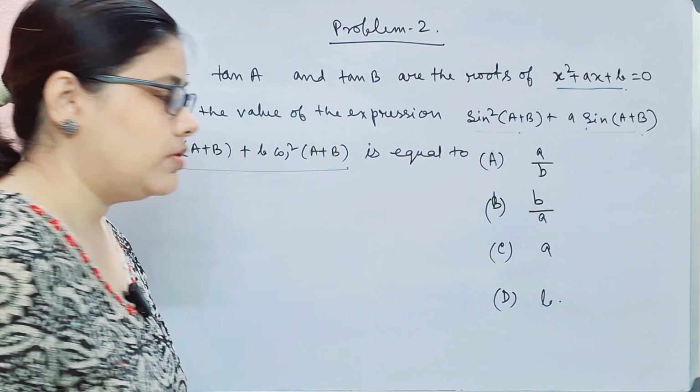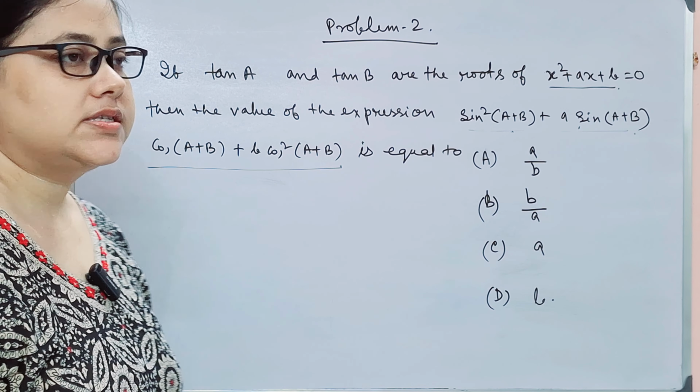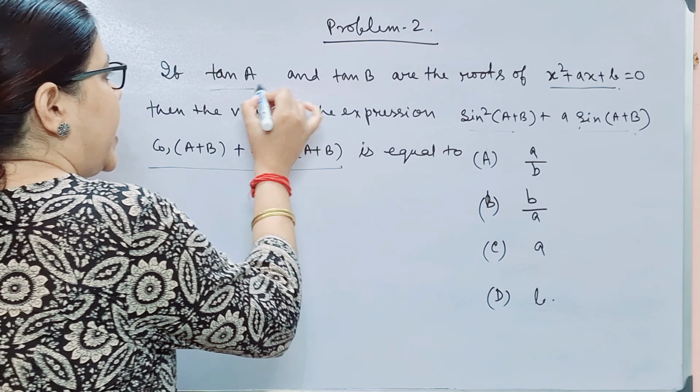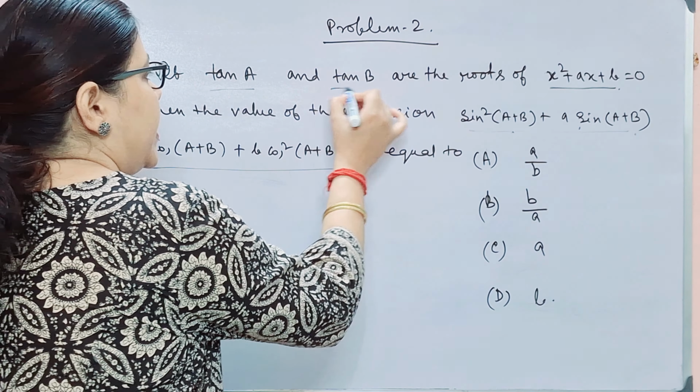So again we will apply the short trick as done in the previous problem. So we will put the value of tan A and tan B. So we will have to put the value A and B, that is the angle A and B. Now the easiest value of tan A and tan B is 1.